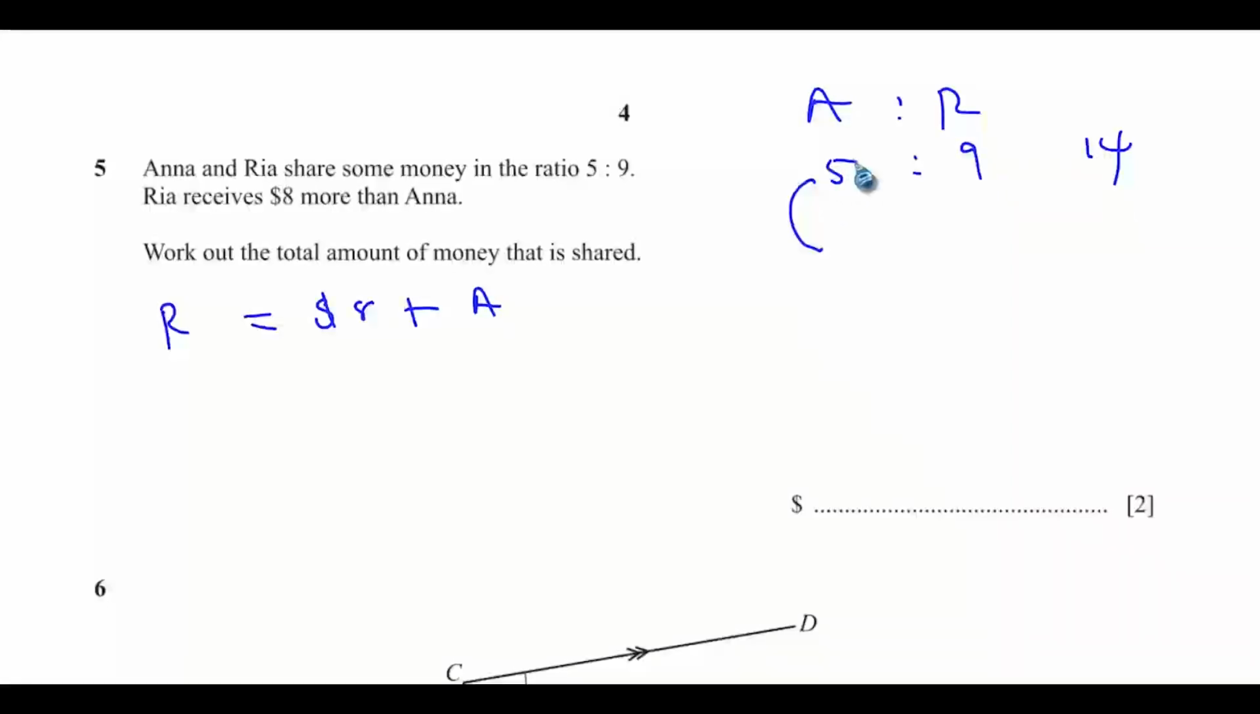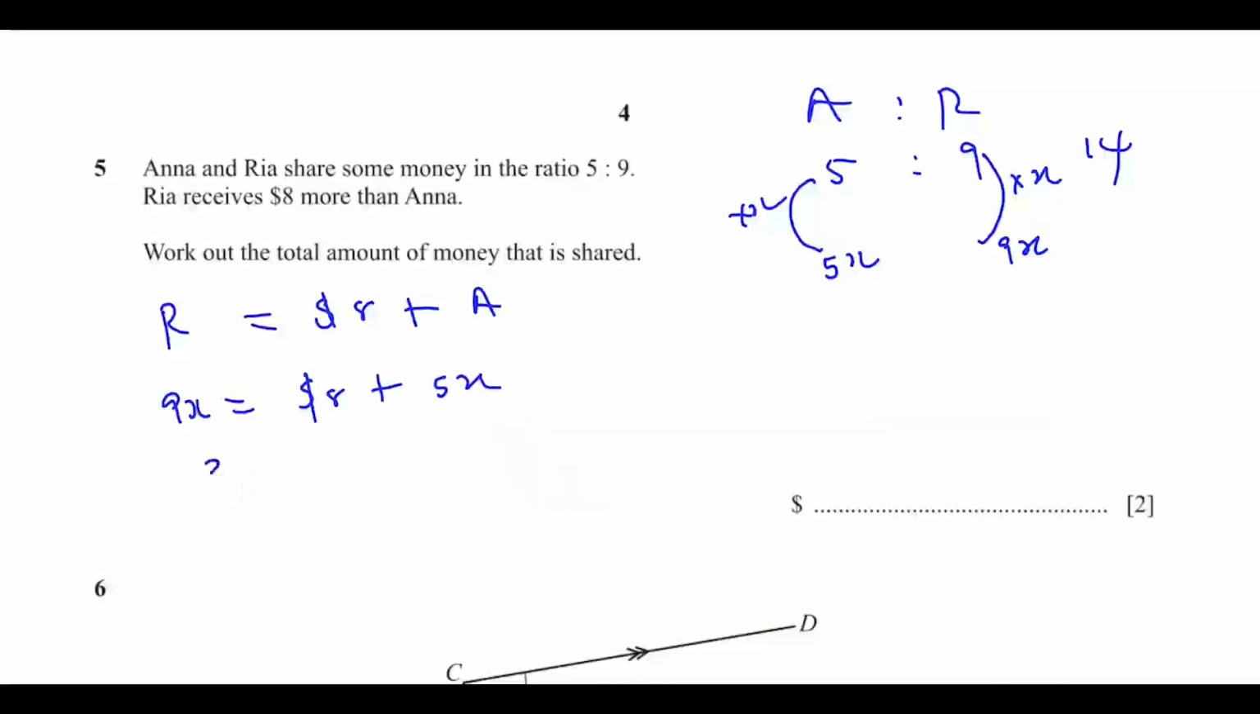If you multiply the two ratios by a letter, so that will be their shares. So 5 times x, for instance, and 9 times x. So that means the share of Anna will be 5x and the share of Rhea will be 9x. But we are told that Rhea's share, that is 9x, is $8 more than Anna's share, and Anna's share is 5x. So this is what you have.